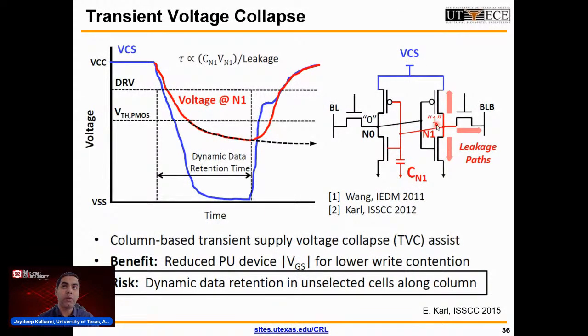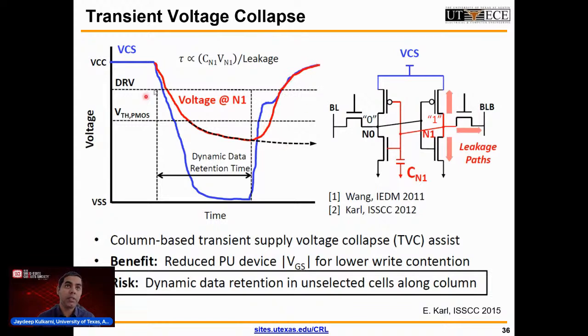And even if I reduce this, node N1 is not going to go all the way to zero, because this PMOS, which is trying to discharge this node through this collapsing VCC, is not going to let this node go beyond the VTP, the threshold voltage of this PMOS transistor. And hence you will see that the voltage at node N1 gets clipped at the VTH of this PMOS. So when we recover this voltage, the VCS, back, because one node N1 is at VTH, the other node is close to zero, there is still some differential that exists, and that differential will amplify to the full rail voltage when you bring back this VCS.